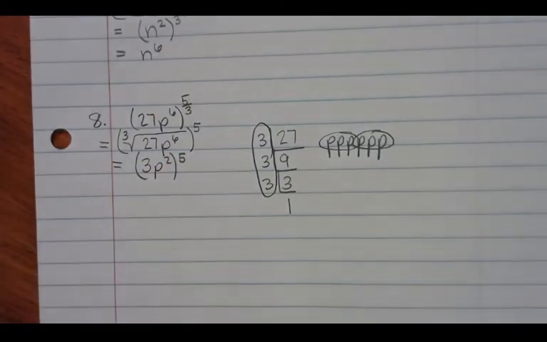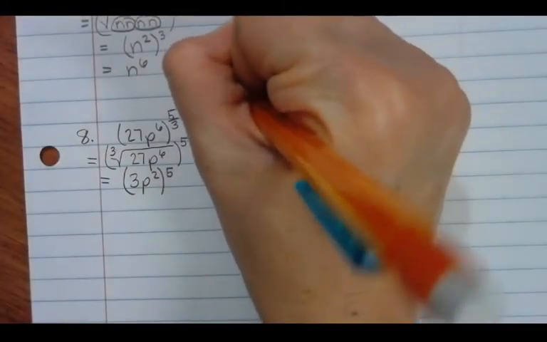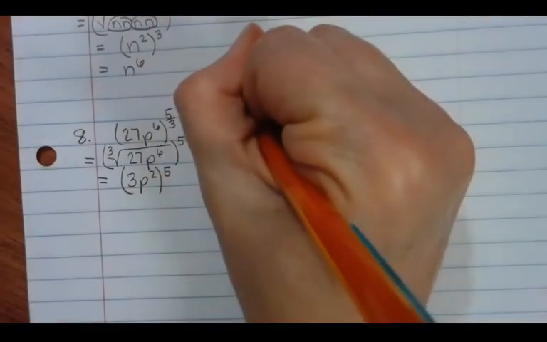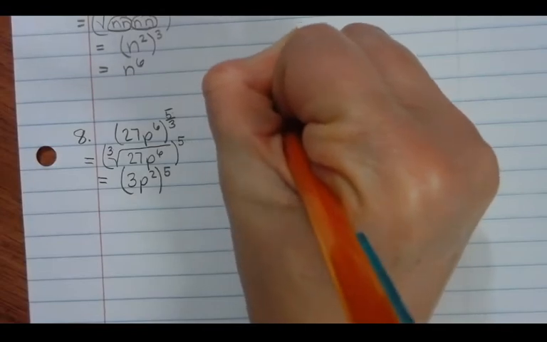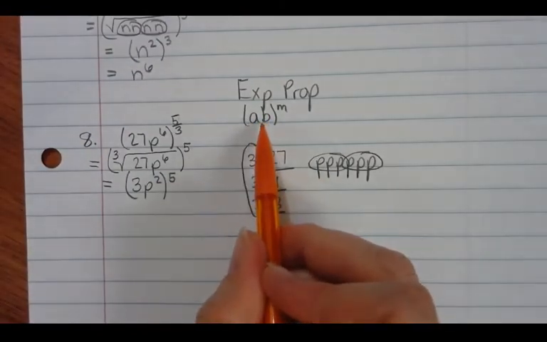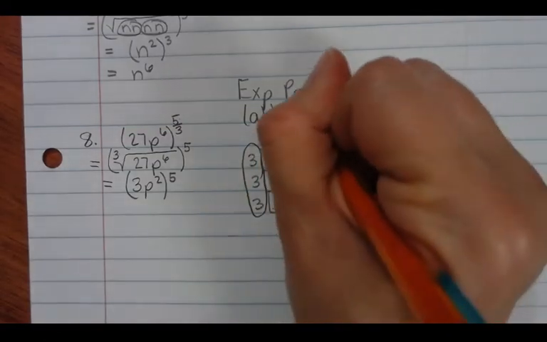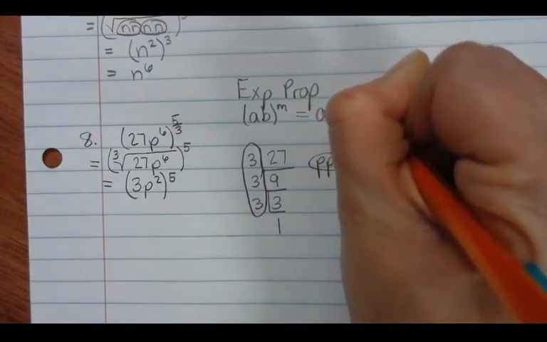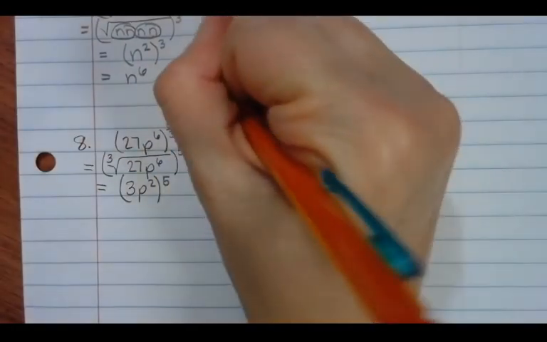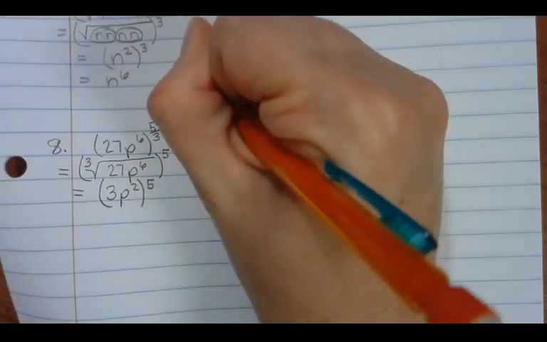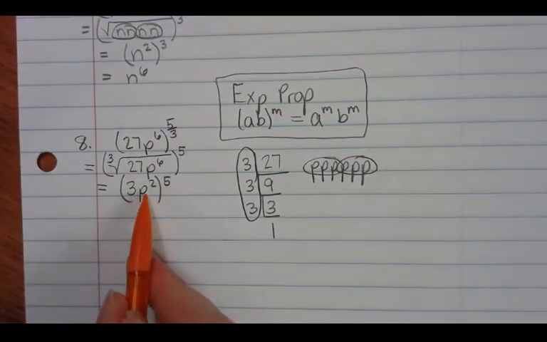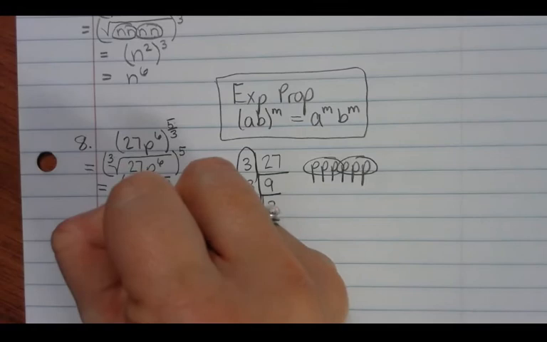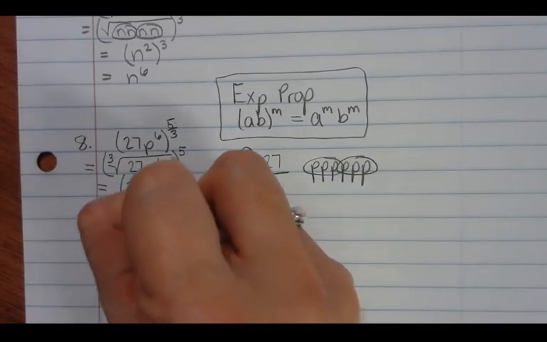So now we need to recall another exponent property. So this property we're going to use is going to be where we had things multiplied together, so a times b, and all of that's raised to the m power. Each factor gets that exponent. So we're going to use that one here at this step. So our 3 gets the 5th power, and the p squared gets the 5th power. So 3 to the 5th, p squared to the 5th.